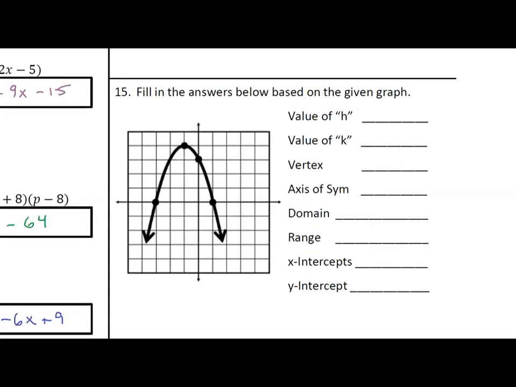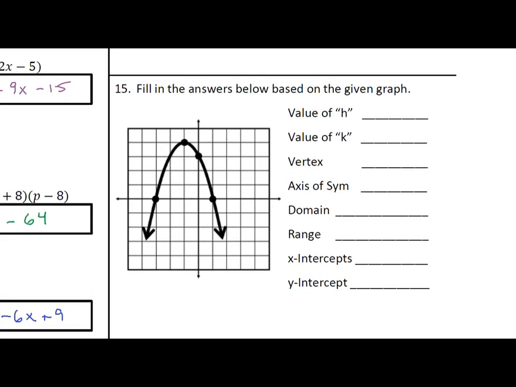Let's go ahead and continue on with this. Let's get 15 and 16 done in this video. Question number 15. Fill in the answers below based on the given graph. Alright, so they want us to look at this parabola and figure out all these values. Well, we know that h and k come from the vertex, and the vertex here is at -1 and 1, 2, 3, 4, +4. So -1, +4. That means that's h and that's k. H is -1, k is 4.